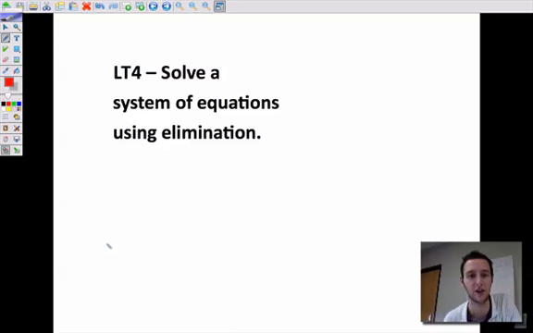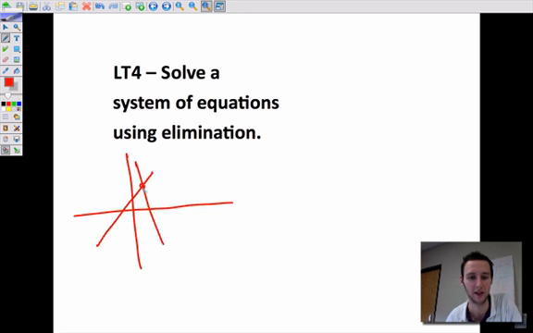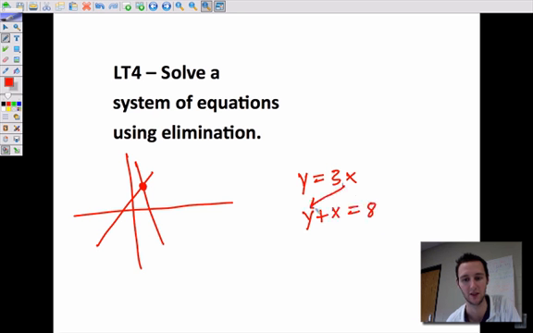Learning target 4, solve a system of equations using elimination. So we've learned two ways to solve a system of equations so far already. We've learned by graphing, where you graph the two lines and then find where they intersect, and that's the solution. We've also done it by substitution, where if you have something like that, you can substitute it into the other equation right there. Those are the two things we've done already.